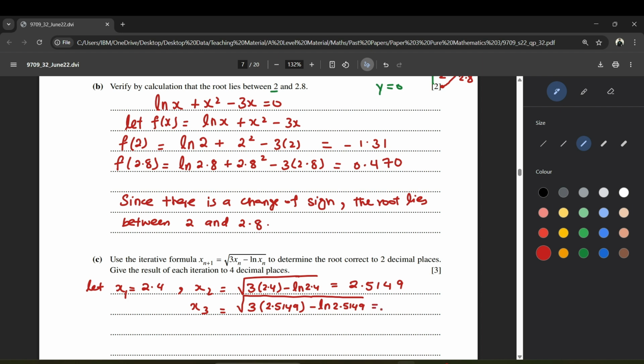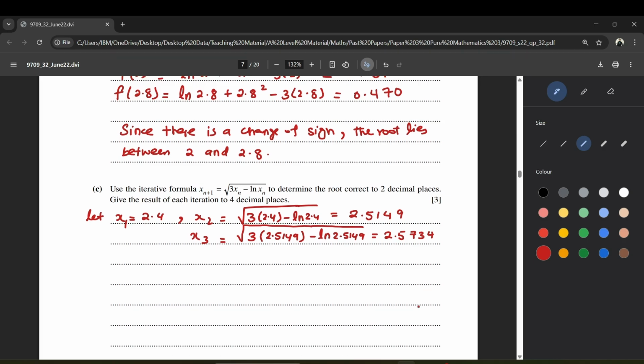Now here I'm just going to press the answer button. In the bracket, when I bring my cursor on this point, I'm going to write the answer button, and it will plug in the value automatically every time, so I don't have to manually substitute. So I get 2.5734. Now when you press the answer button again for the value of x4, you definitely have to show the substitution. You have to write all of this again and again, that is part of your working.